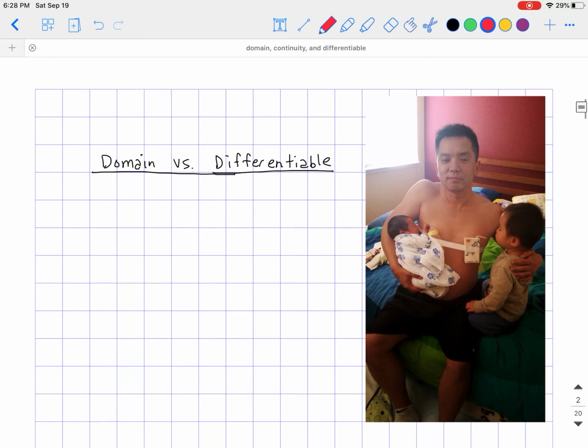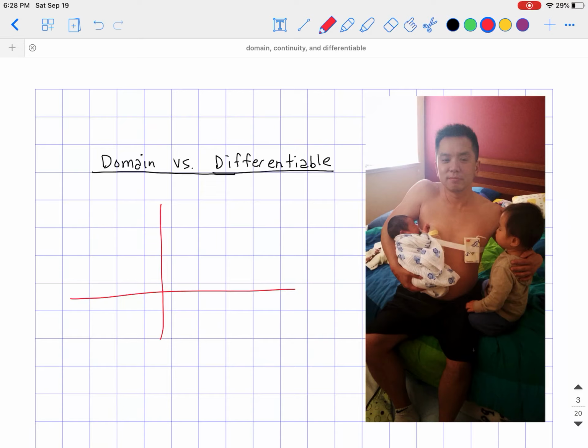Now, let's put the very beginning and the very end together. If you have a certain domain, does that mean that it's differentiable everywhere? Obviously the answer is no, because if we connect the two together, here you can see maybe a graph of that.